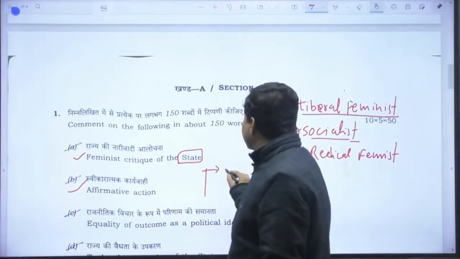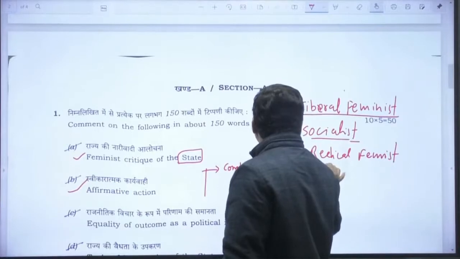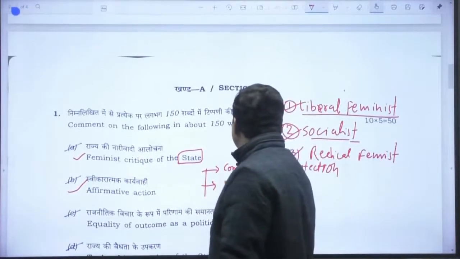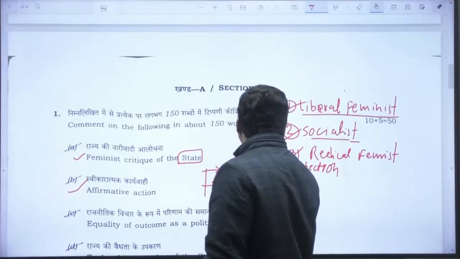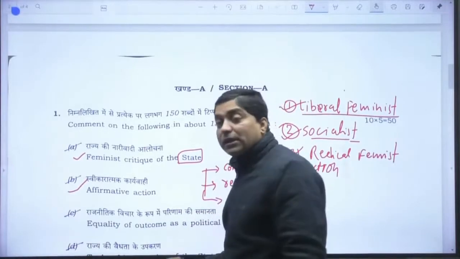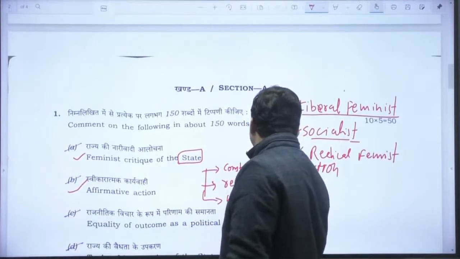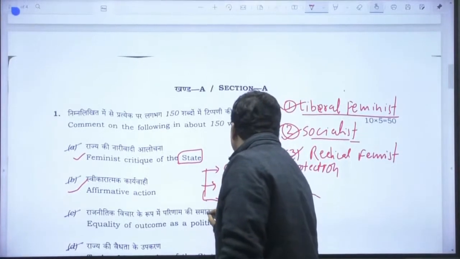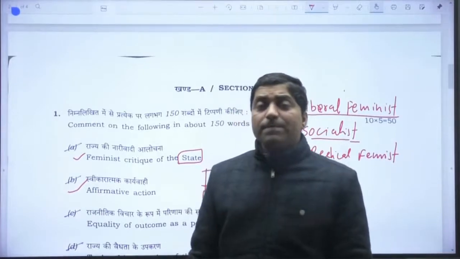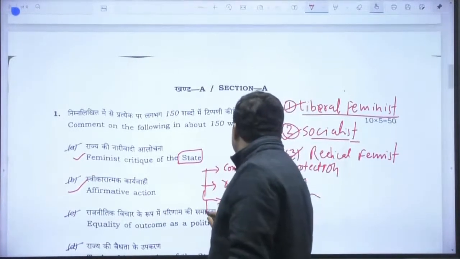One, the state can give constitutional protection. Then the state can give representation in state legislatures and Parliament. Like in India, there is reservation for SC, ST in the state assemblies and Parliament. Third, welfare schemes can be formulated by the state as affirmative action. Then there should be a law. Why law? Because the law should protect that vulnerable community. For example, for SC, ST there is the SC, ST Prevention of Atrocities Act 1989. Apart from law, there are commissions.